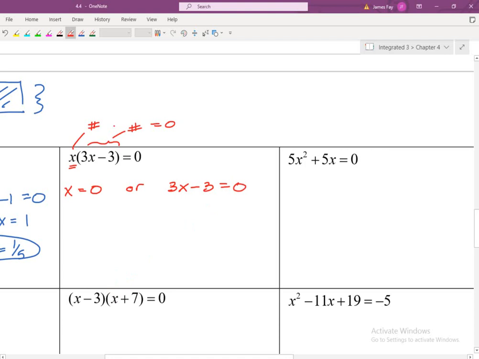Well, this one is already solved for us, right? Okay. What about this one? How do I solve for x there? Okay. So x equals 1, right? So our two answers are 0 and 1. So those are the only two numbers that when you plug back into that expression on the left-hand side, it evaluates to 0.